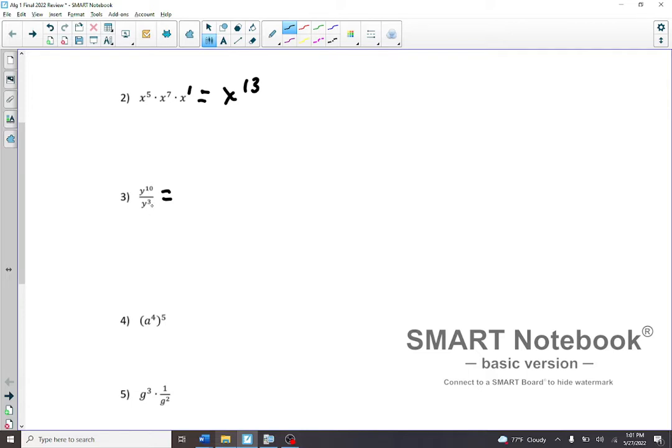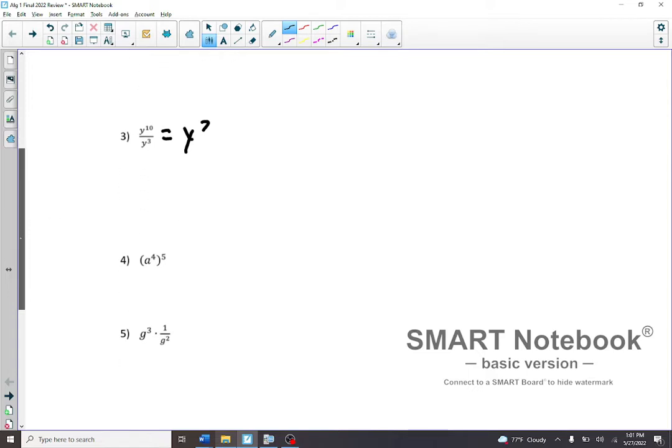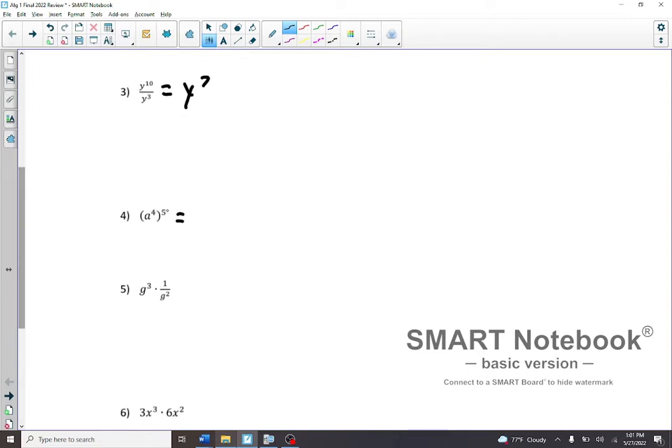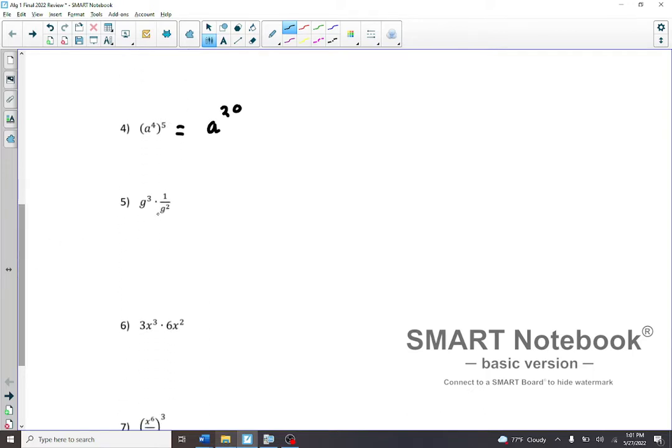So y10, y third, when you divide, you subtract, so y7. A to the fourth times a to the fifth, since it's exponent, you multiply, so that's a to the 20. g to the third times 1 over g to the second. It's going to become g to the third over g to the second. I'm going to make it one big fraction because I'm going to put this over 1. Then after it looks like that, you can subtract, so g to the 1 power, or just g.